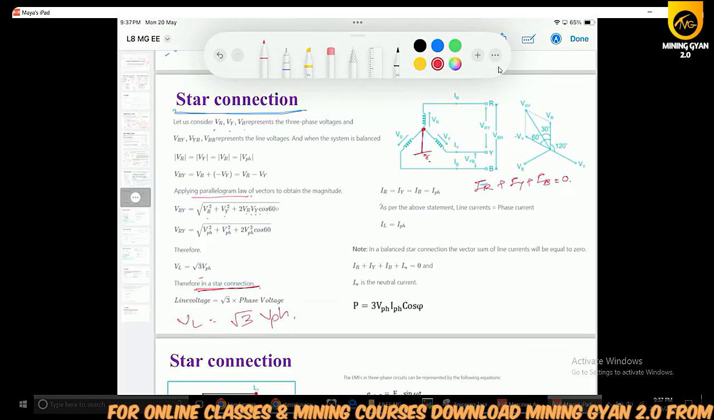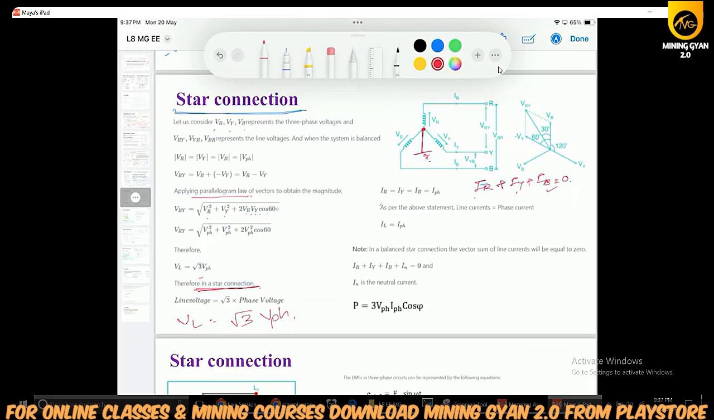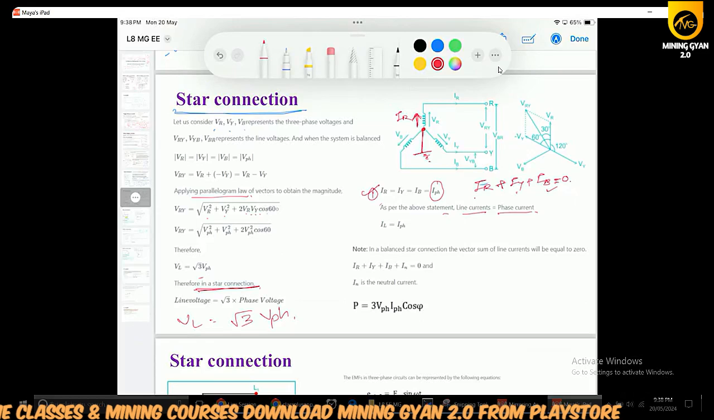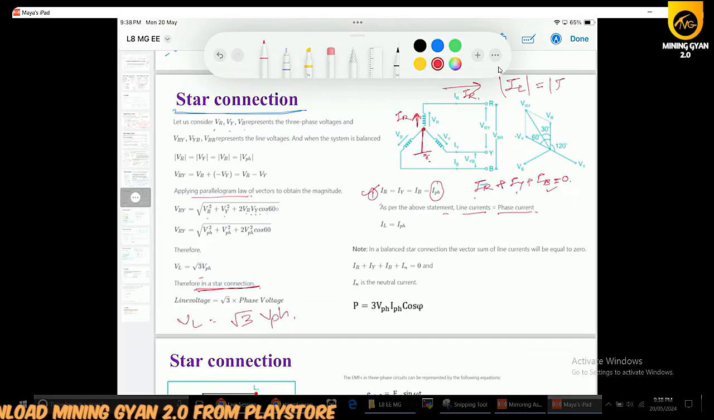IR, IY and IB will have their instantaneous values, and if we add these three, their summation will be equal to 0 in the case of a balanced system. The condition is that their RMS value or phase value should be equal. As per the above statement, line current equals phase current. How? Because this is the phase. If IR is flowing through this phase, the same IR is flowing through the lines also, and that's why in a star connection, I line equals I phase.